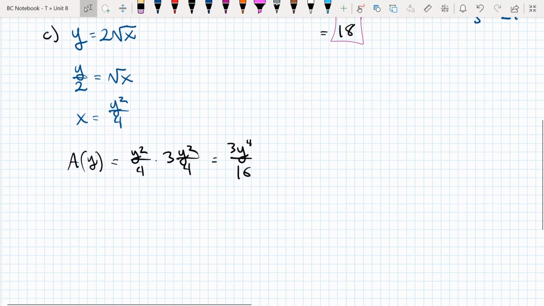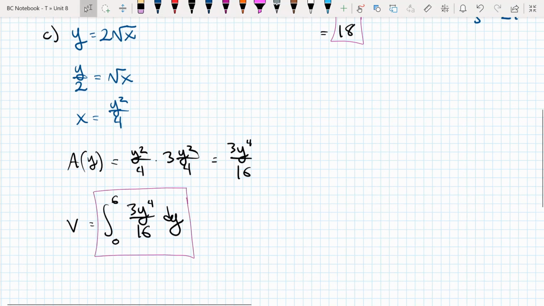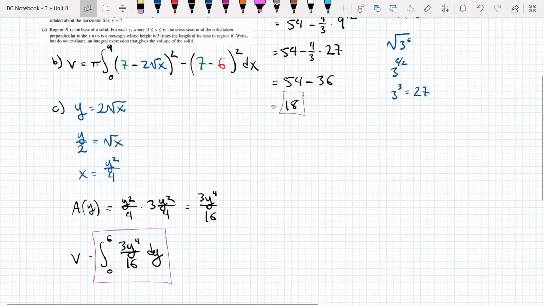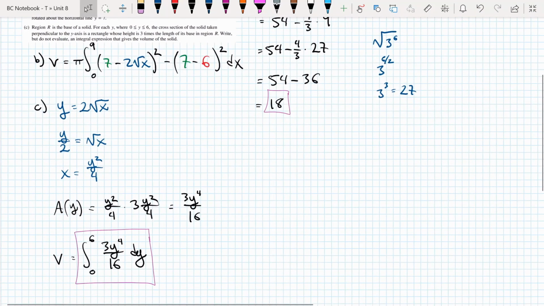And then this is what we're going to evaluate or plug into our integrand when we are coming up with our integral expression. So the volume is equal to the integral from 0 to the y value of our point of intersection, which is no longer 9, it's the number 6, times 3y to the 4th over 16 dy. And this right here is an integral expression that gives you the volume when we have cross sections perpendicular to the y-axis where the height of the rectangle is 3 times the base of the rectangle.